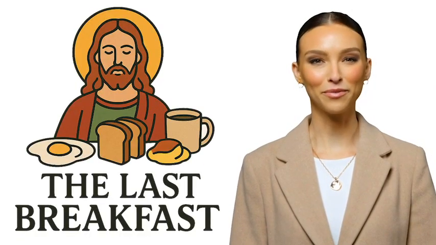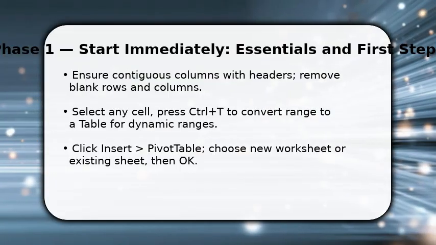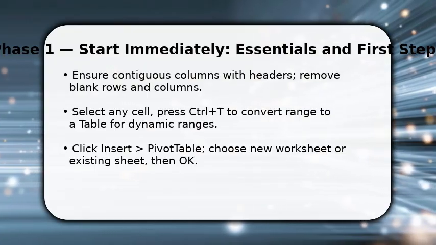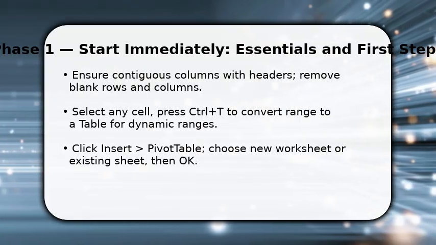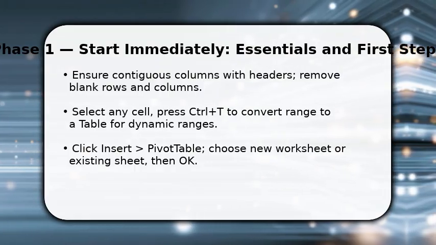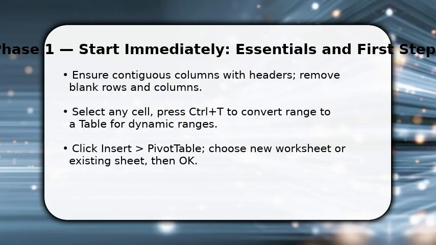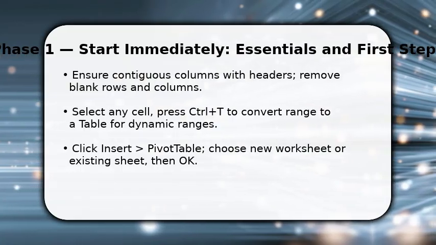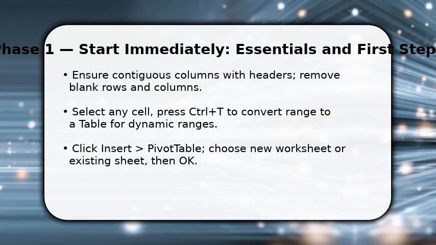Please enjoy the video. You start by cleaning and structuring your data so the pivot can work reliably. Make sure headers are unique and there are no subtotals, then convert the range to a table with Control plus T so it auto-expands. Once done, select a cell in the table, go to Insert and choose Pivot Table.